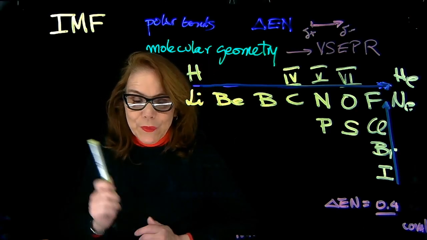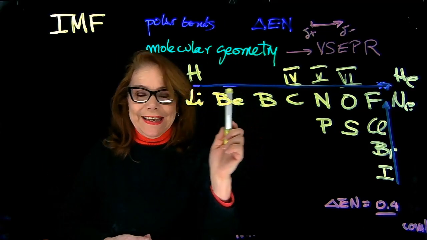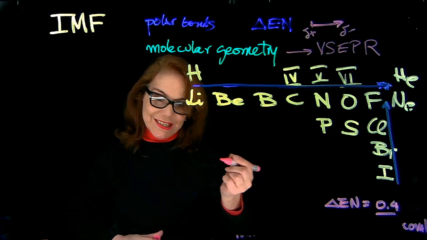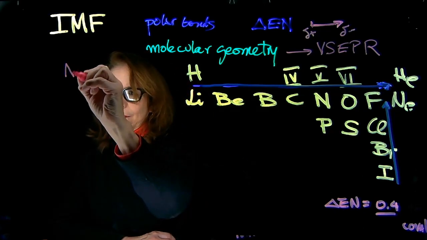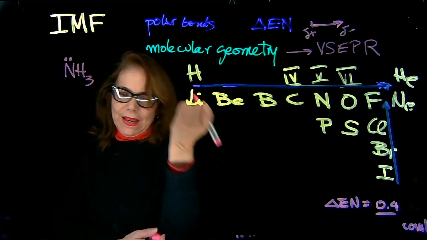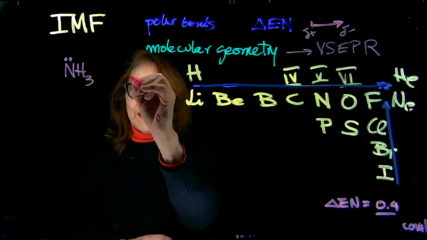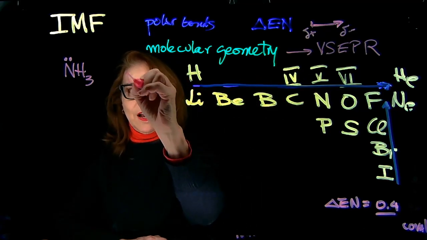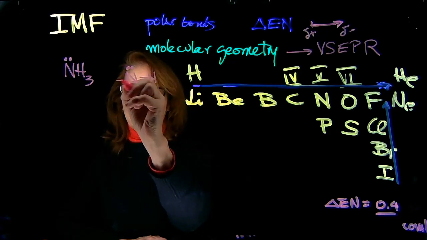Let's do a few more examples of molecules that will have polar bonds and work out the molecular geometry. Another molecule that you often see in your general chemistry classes is ammonia. That's ammonia, and that's the Lewis dot structure. Nitrogen has 5 valence electrons, so I'm going to have a lone pair and 3 bonds like that.